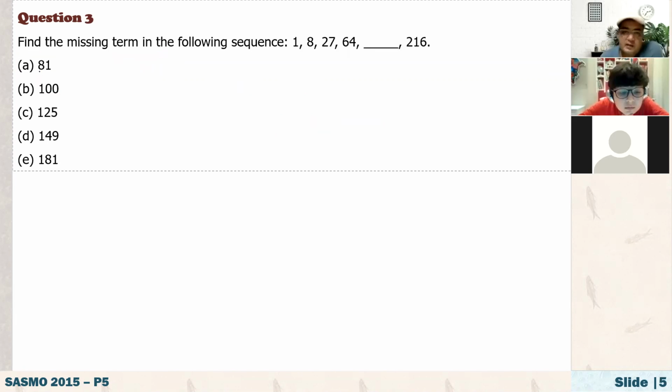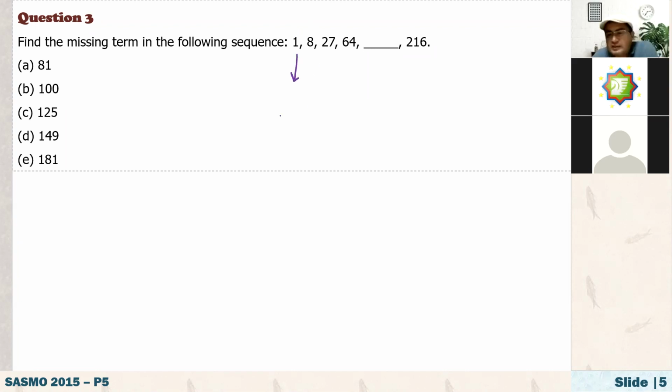Very good. Ismail, you read the question. Find the missing term in the following sequence: 1, 8, 27, 64, X. 216. Ismail, what are these numbers? How do you call them? 1, 8, 27, 64. Whole numbers.